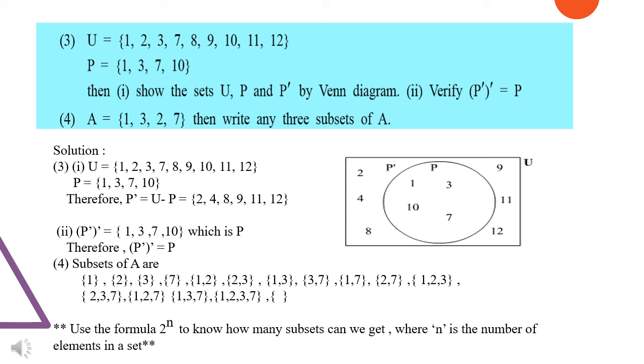Then combination of two elements, 1, 2, 2, 3, 1, 3, 3, 7, 1, 7, 2, 7. Or then we combine 3 together. So 1, 2, 3, 2, 3, 7, 1, 2, 7, 1, 3, 7 and 1, 2, 3, 7. And lastly we have an empty set. So basically these sets, if you compare them with our set given in the question, all the elements in them are present in our given set. So they are subsets. So these are all the possible subsets of the given set.